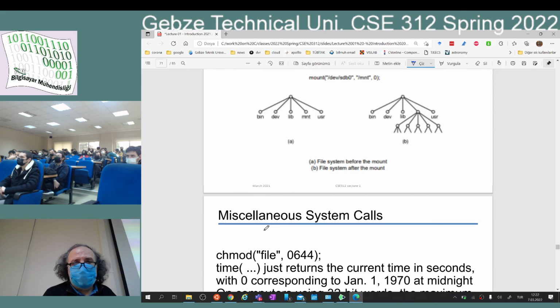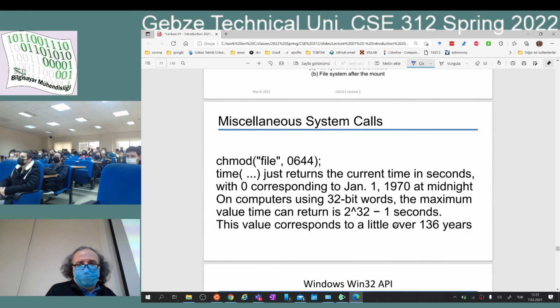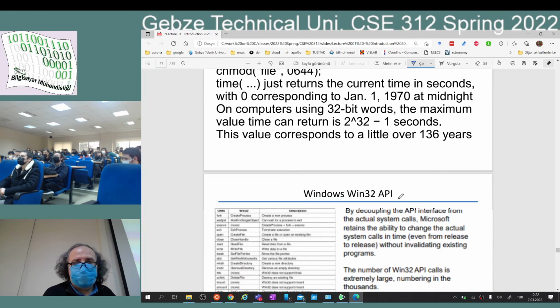What else? The other things that could be interesting. For example, chmod changes the access privileges of a file. Time just returns the current time in seconds after January 1st, 1970, and so on.